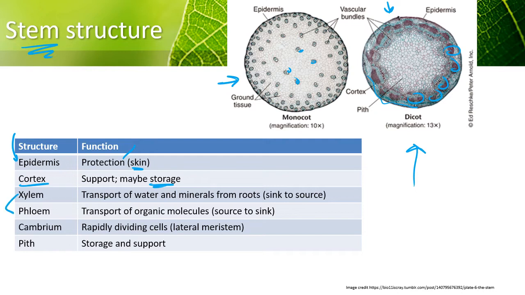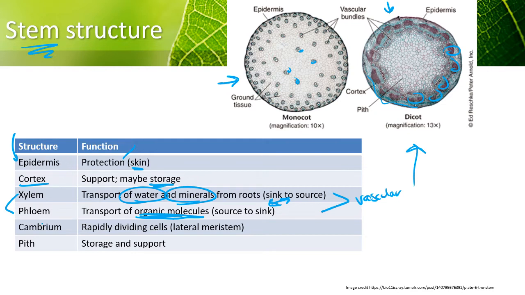We have xylem and phloem. These are the vascular tissues. These are those tubes, those vessels that carry things around. Xylem is going to carry around the water and the minerals. And then the phloem is going to transport organic molecules like sugars, glucose. We'll talk about source and sink when we get to our specific lessons on the xylem and on the phloem.